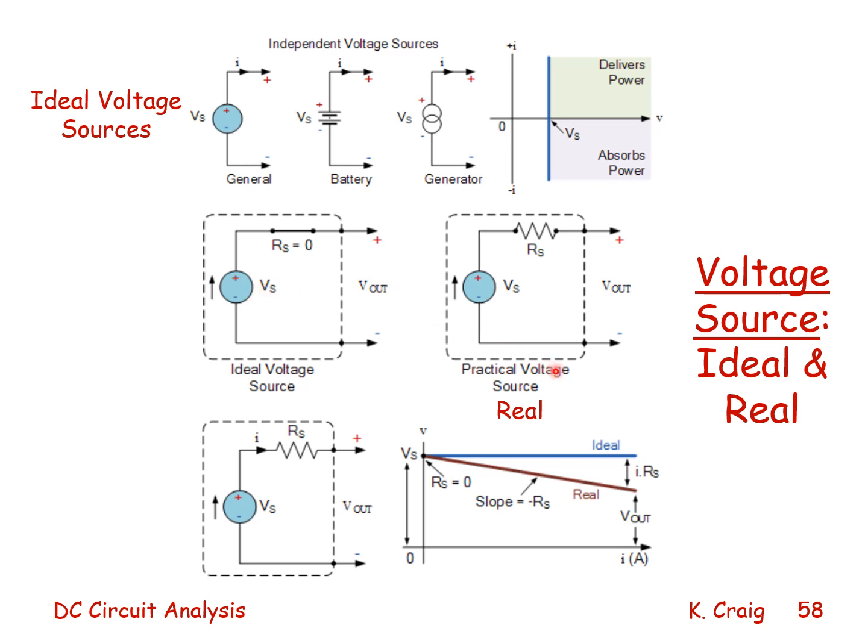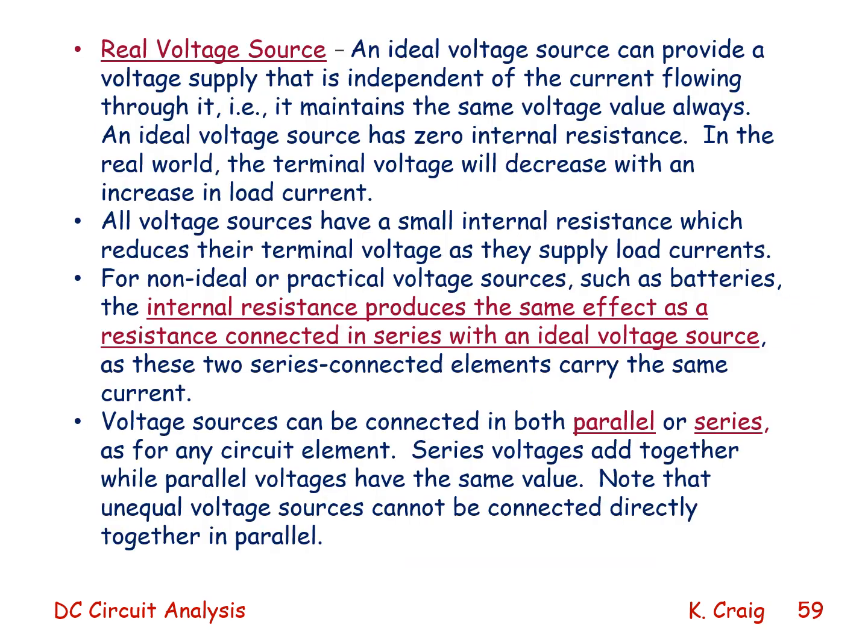A practical voltage source or a real voltage source has an output resistance, an output impedance. And so as this diagram shows, as the current increases, the output voltage will drop because of this output impedance or output resistance. A real voltage source.